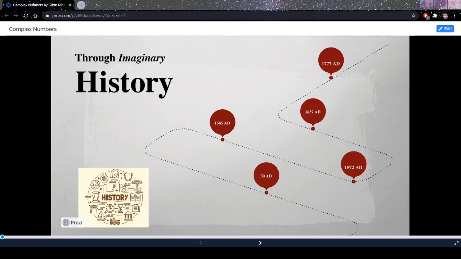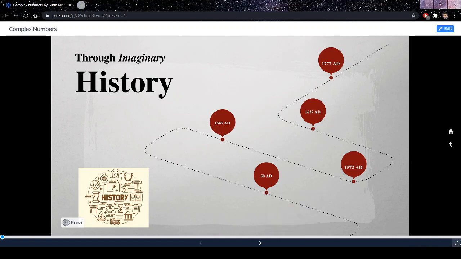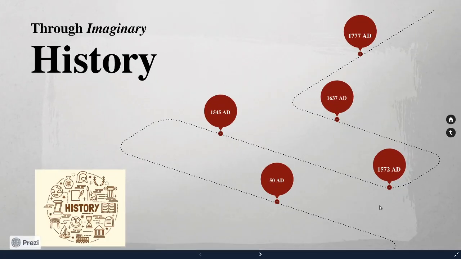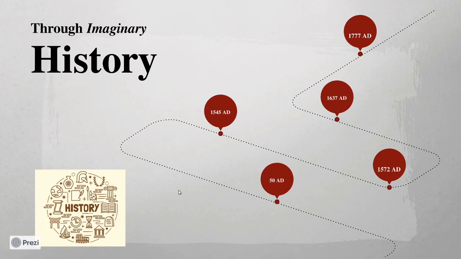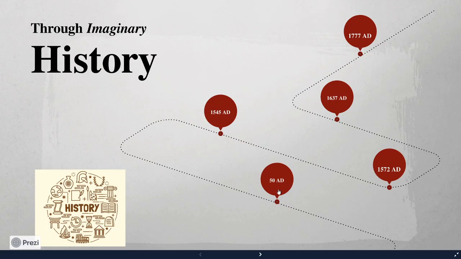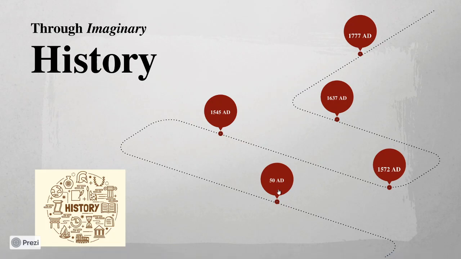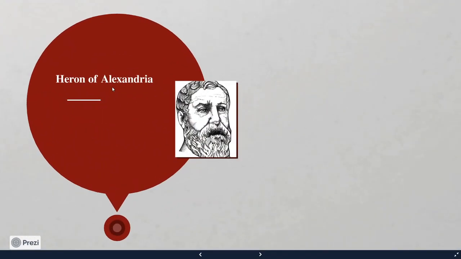Okay, so let us go a little into the history. If we go a little into history, what we see is, this is not something that we started thinking about. The earliest noted date in history is around 50 AD. Think about how many centuries ago. So in 50 AD, Heron of Alexandria.